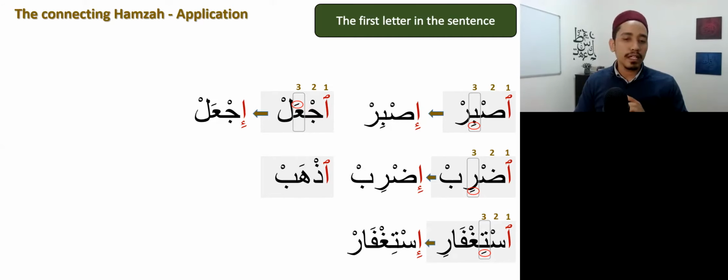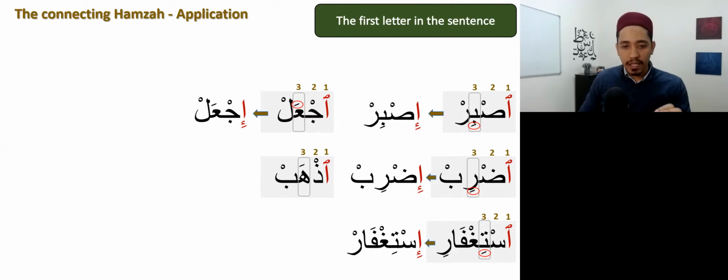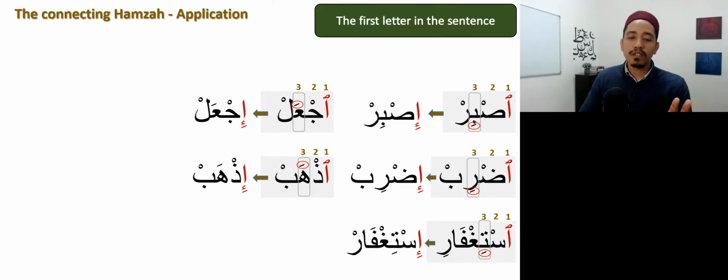Now we look at the third letter. If the third letter has a kasra, the connecting Hamza will be read with a kasra, i, like in the previous examples. And we said that if the third letter has a fatha, the connecting Hamza will also be read with a kasra, and that can become confusing. So 1, 2, 3, the third letter has a fatha. So the Hamzatul Wasl will be read with a kasra, i. Idhhab.